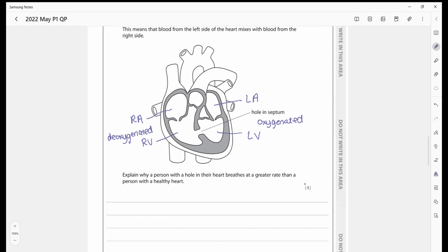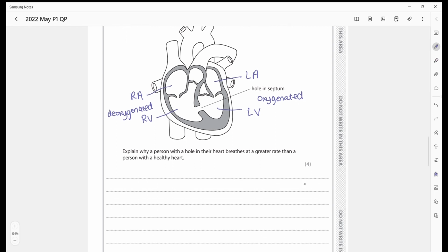And with the hole in the septum, the blood in the 2 chambers can now mix. So the deoxygenated blood and the oxygenated blood can now mix with each other. And because of that, some of the deoxygenated blood goes around the body, and so that means you would have less oxygen traveling around your body. And so how does that relate to them breathing at a greater rate? Well, if less oxygen is being delivered to your body, then your body compensates to try and bring in more oxygen and breathe in more oxygen.